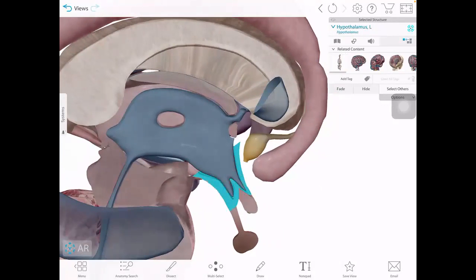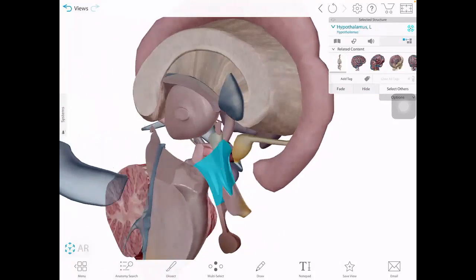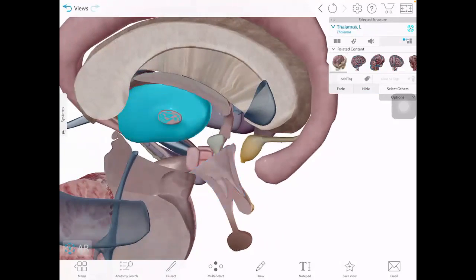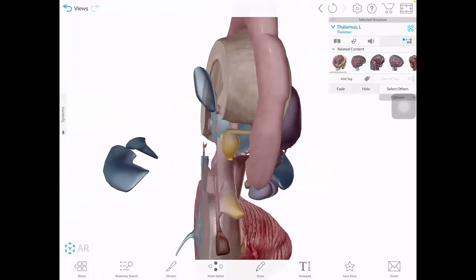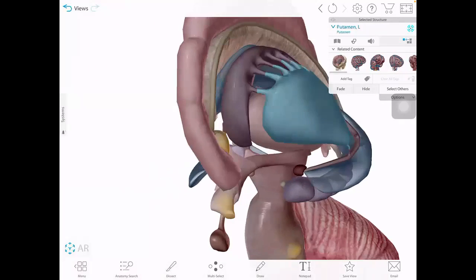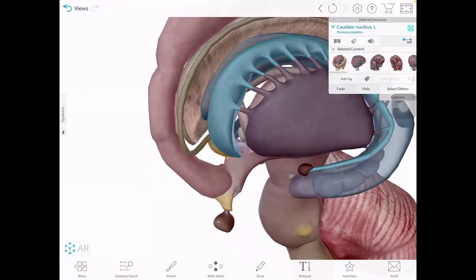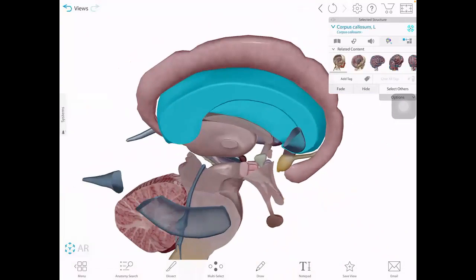All right. I'll again dissect this ventricle so that you can see it a bit more clearly. All right. So this is your hypothalamus, this is your thalamus, and lateral to your thalamus, your basal ganglia. First, you'll see your globus pallidus, then your putamen, your caudate. All right. This is your corpus callosum.